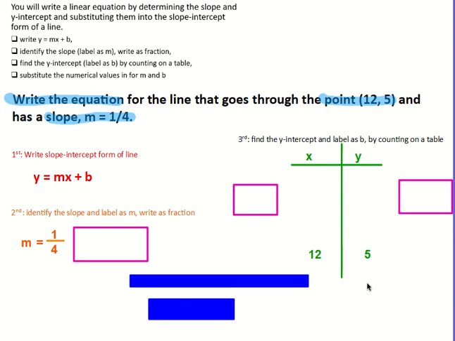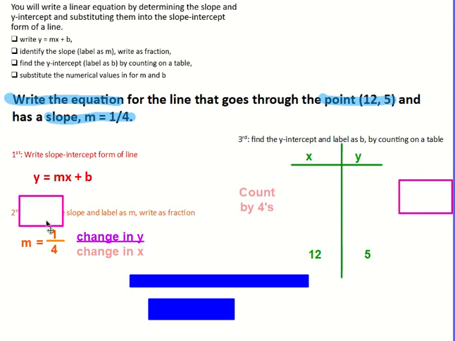From here, we're going to go back over to the slope for a minute. Slope represents the ratio of the change in y to the change in x. So the change in y is 1 and the change in x is 4. So what this means is the x values, since they're changing by 4, you're going to count by 4's in the table of values. And then for the y values, you're going to count by 1's.